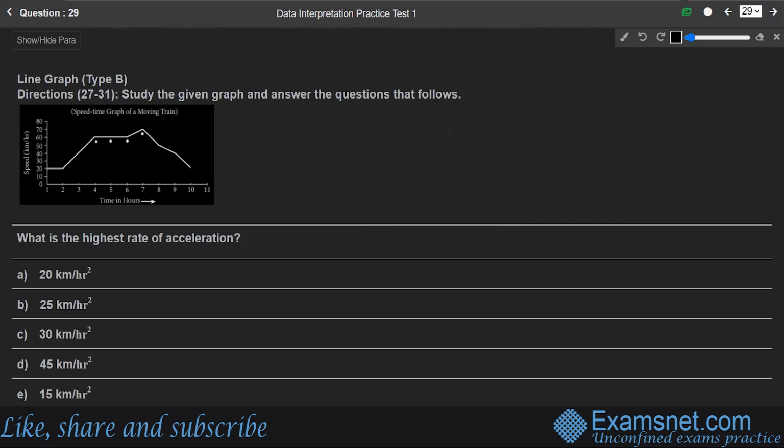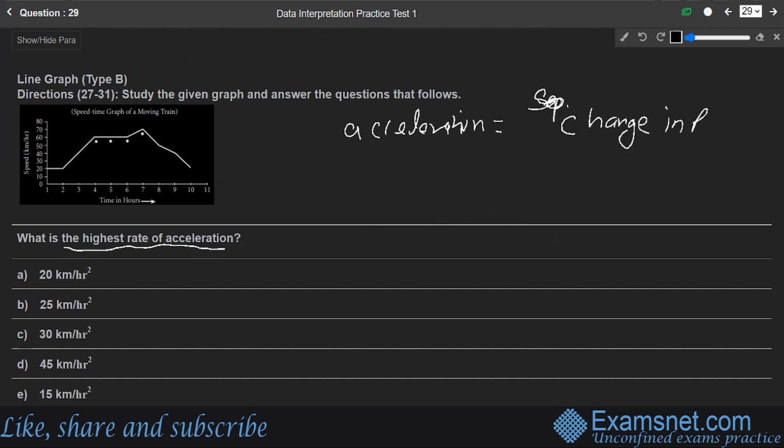Now, the same data is to be used, and it is asking what is the highest rate of acceleration. First of all, we need to understand what acceleration is. Acceleration is nothing but the rate of change of speed. By definition, we can write it as change in the rate of speed.